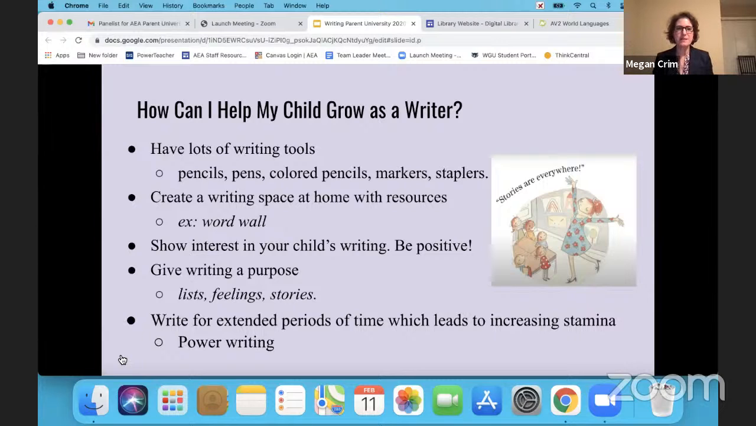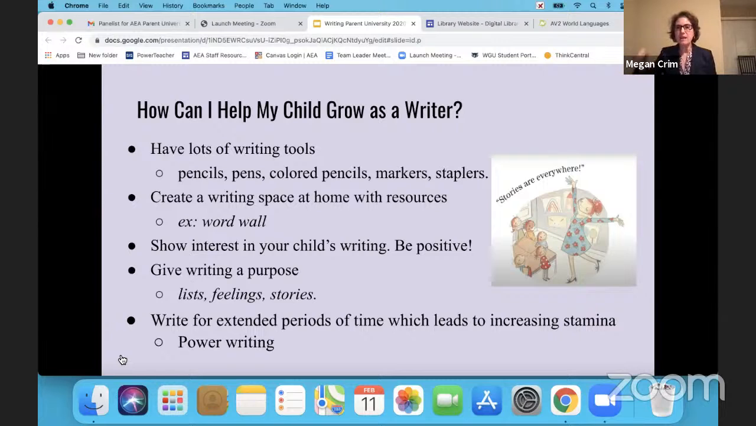Give writing a purpose: lists, feelings, stories, and write for extended periods of time. I've mentioned stamina a couple times. We do something in the classroom called power writing. Power writing is just that. You get a topic, so let's say dogs, and you can actually read some stories about dogs, and maybe you write a list of key bullet points about dogs.